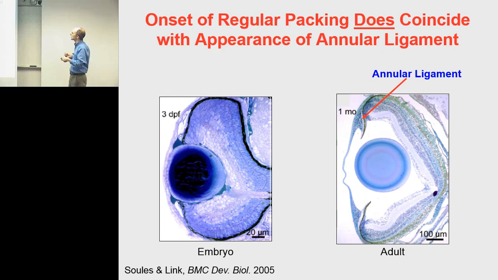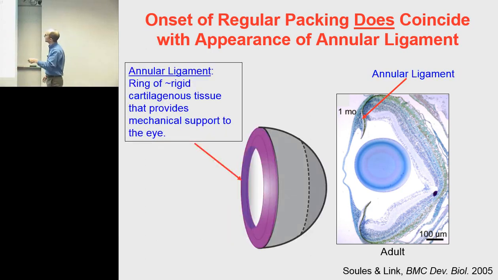And in particular, there's this thing called the annular ligament that appears. And the annular ligament is essentially a ring of fairly rigid tissue around the outside of the retinal hemisphere. Incidentally, this is an anatomical feature specific to fish. Mammals don't have it. And it's classically said to provide mechanical support to the eye, whatever exactly that might mean.